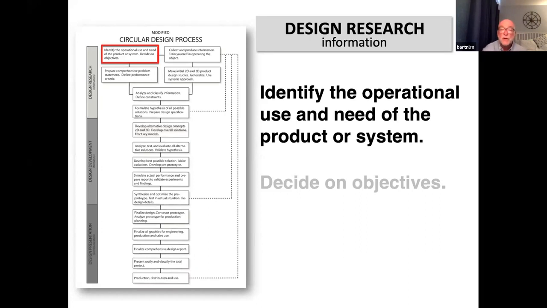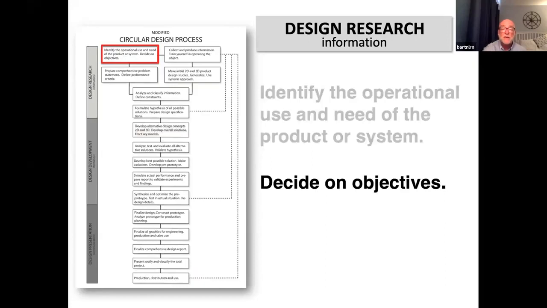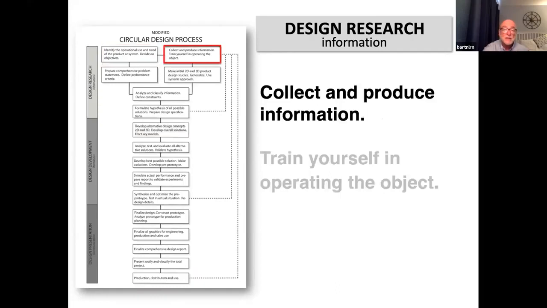So this is part of that design research, that information phase. And then I decide on my objectives, just like we did in the other two processes. Now here's the one: you collect and produce information. There are several charts that I can make available at some other time. Collect and produce information. It may be a comparative product analysis. If I'm redesigning a product, I may look at what's been out there.